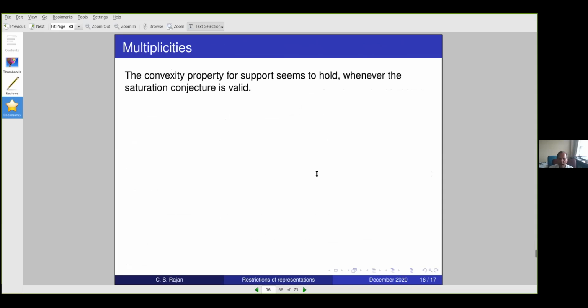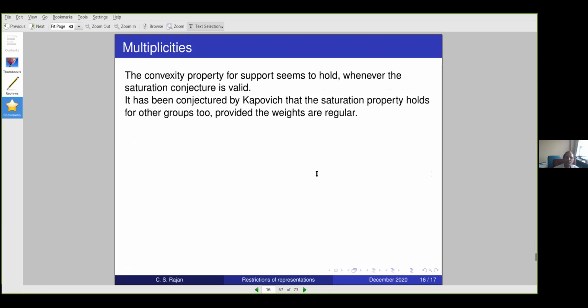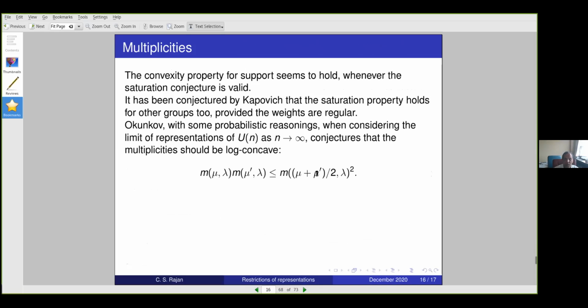Okay, so my last slide: the convexity property for support seems to hold whenever the saturation conjecture is valid. It is conjectured by Kapovich that the saturation property holds for other groups too, provided the weights are regular. In which case, I suppose the convexity property should hold for the supports.